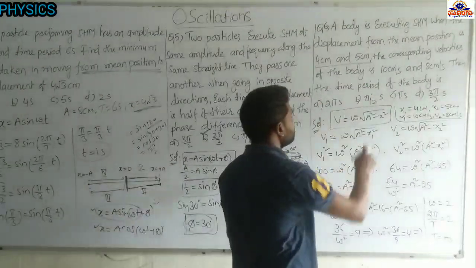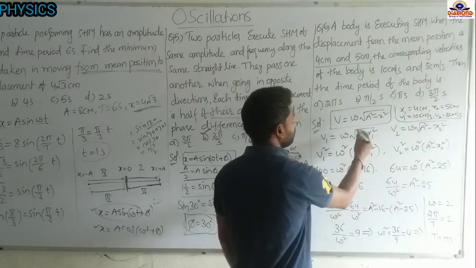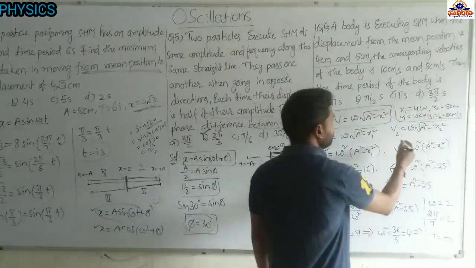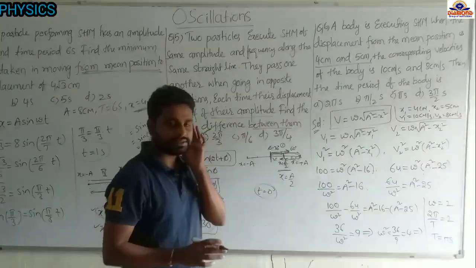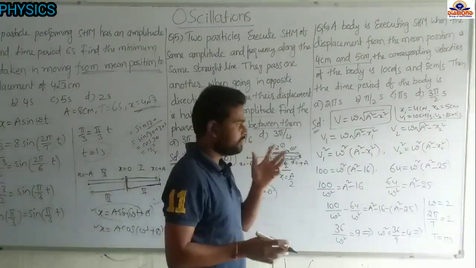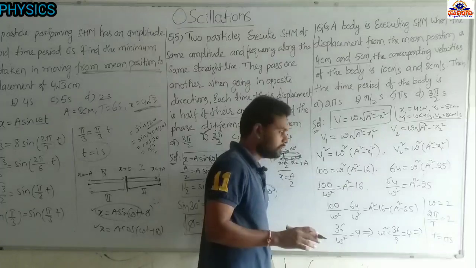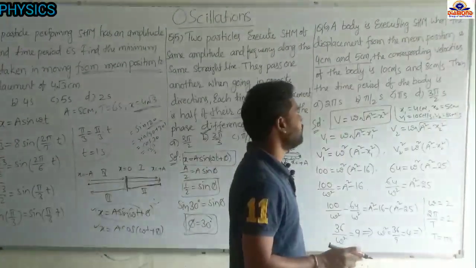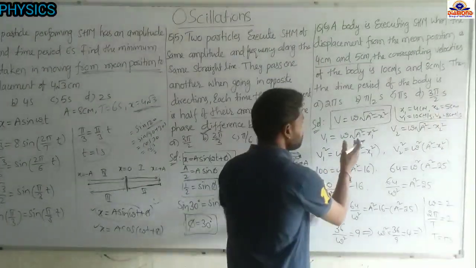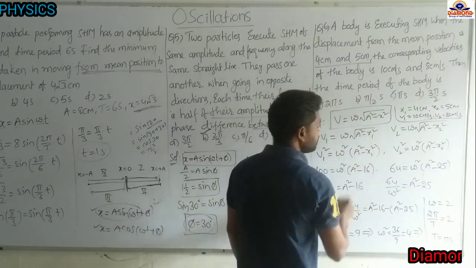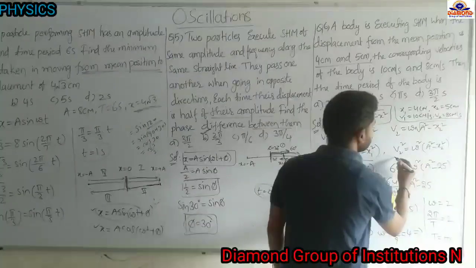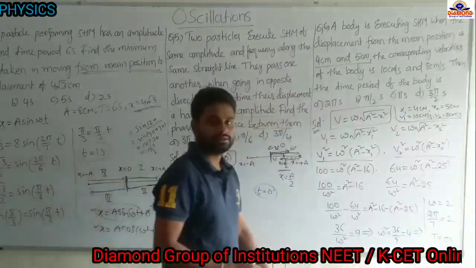Okay, two cases are there now, so I am writing two. v1 equal to omega root of a square minus x1 square, v2 equal to omega root of a square minus x2 square. In both cases the time period is the same, but displacements and velocities are different. Then we have to find the time period of the body. So I am squaring both sides. v1 square equal to omega square into a square minus x1 square, the square root will be cancelled out. In this case also squaring, v2 square equal to omega square into a square minus x2 square.